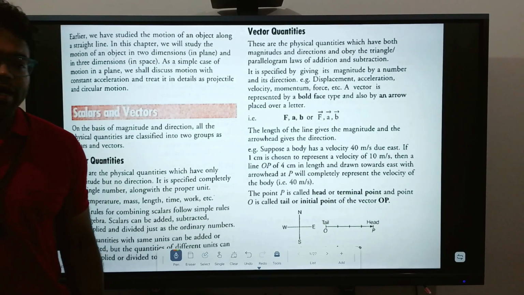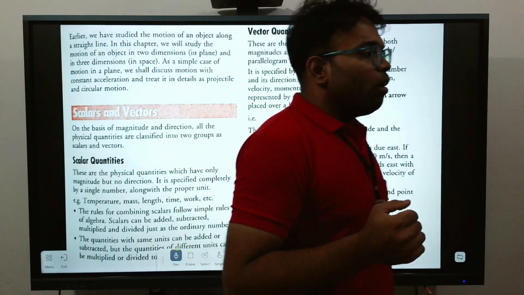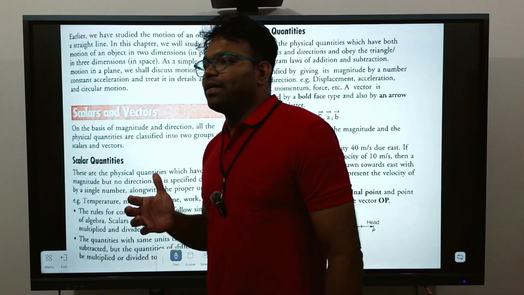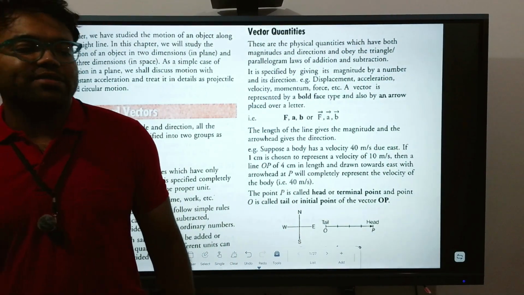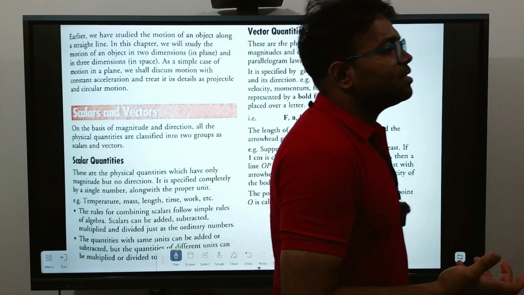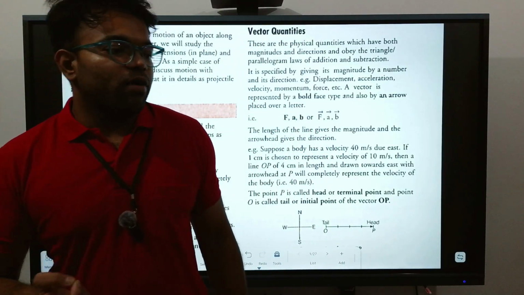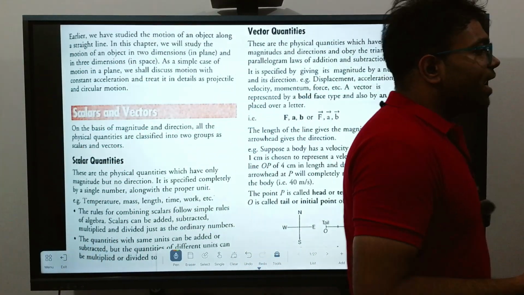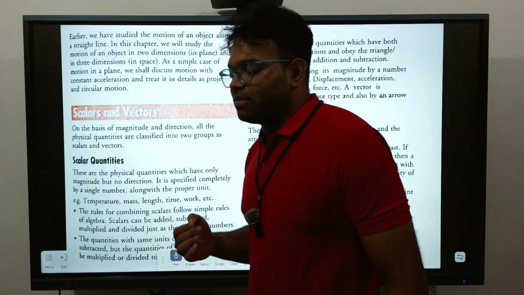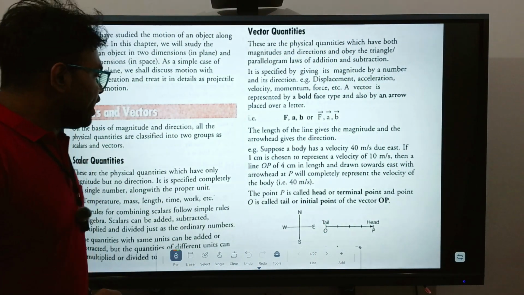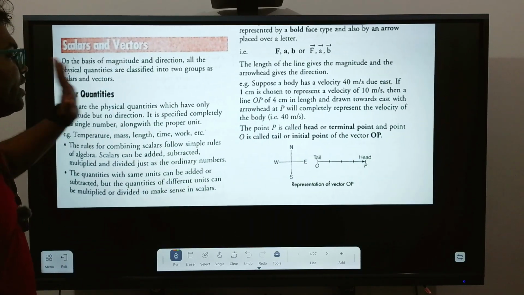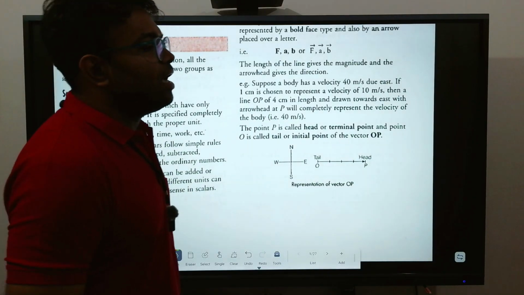So, there are two types of quantities, right? There is a scalar quantity and there is a vector quantity. A scalar quantity is one that does not have any direction. You can simply add them, subtract them, multiply them, divide them without any problem, because they do not follow the directionality rules that are placed in vectors. So a scalar quantity is just a quantity that does not have any direction.